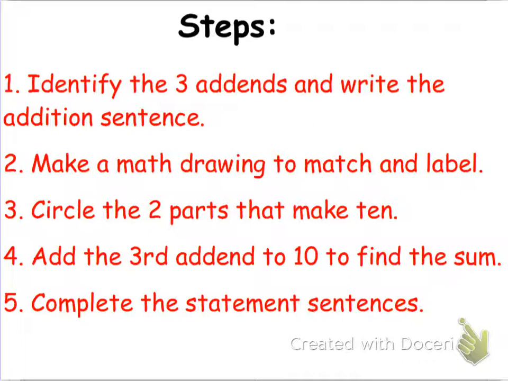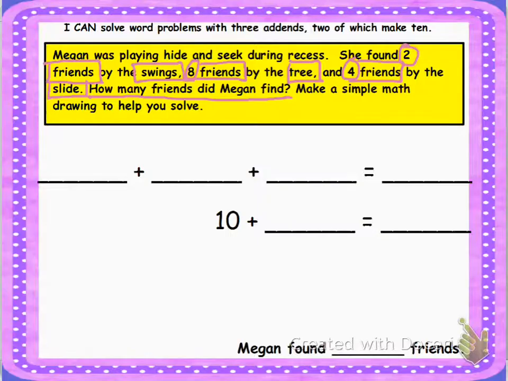So let's do number 1. We're going to identify the 3 addends and write it in the addition sentence. So what are the 3 addends? Well, let's see. We have 2, 8, 4. Those are our 3 addends, so let's write that in. So 2 plus 8 plus 4.